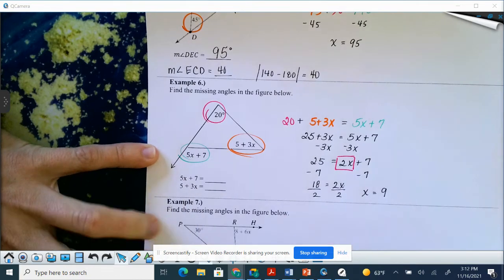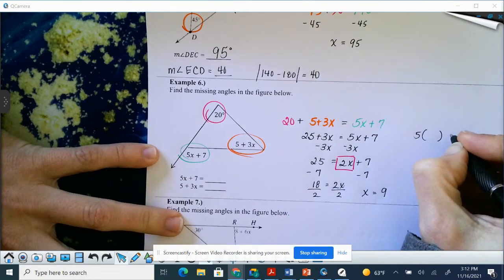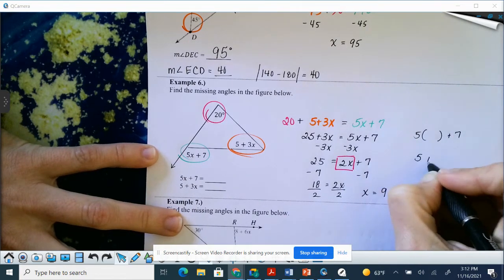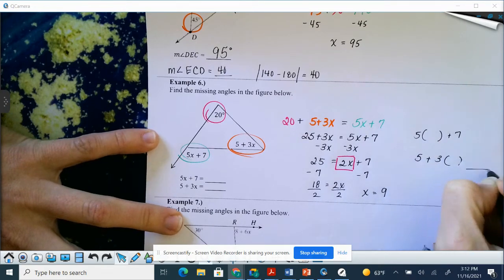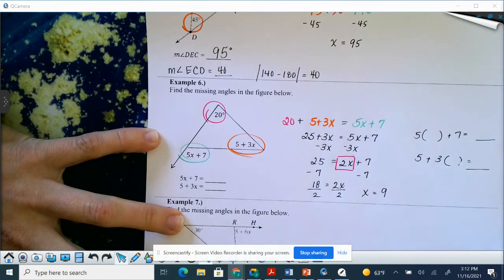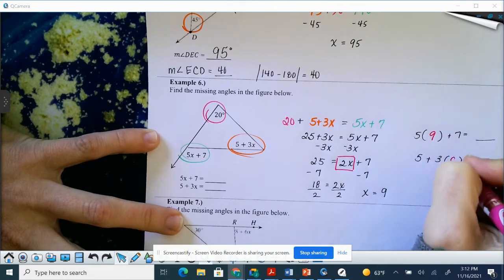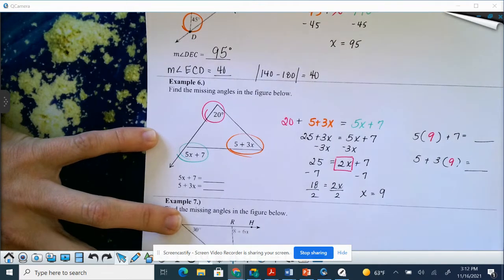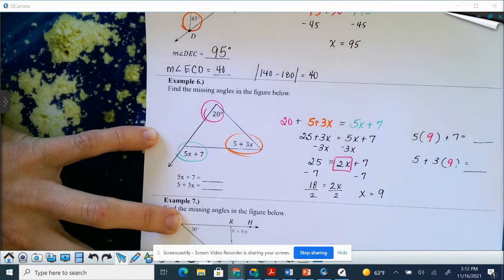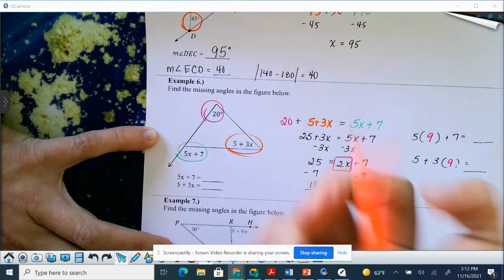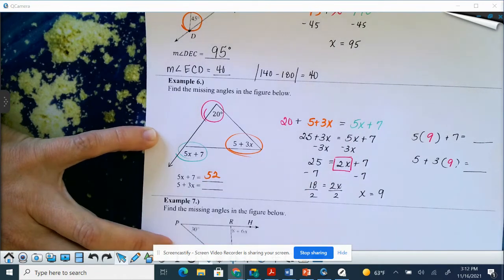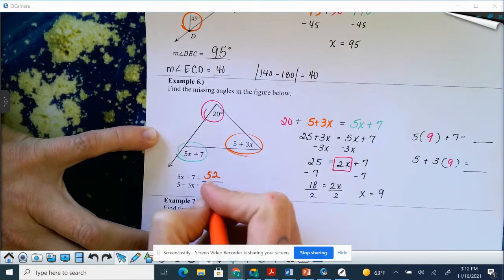So we're going to do 5 times 9 plus 7, and 5 plus 3 times 9. And that's just plugging in our 9 in the place of x. So x goes away. X is gone now. So 5 times 9 plus 7 is going to give us 52. So one of our answers is 52. And then 9 times 3 plus 5 is going to give us 32.